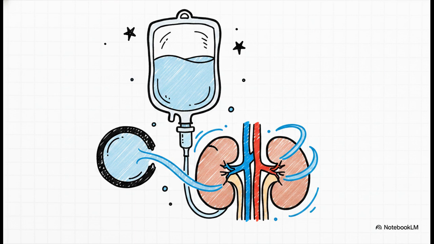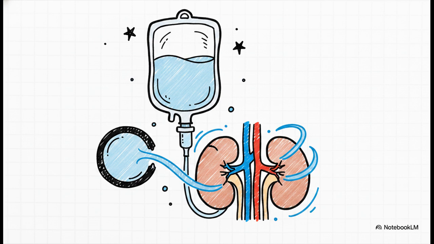Giving IV albumin, specifically 1.5 grams per kilo on day 1 and 1 gram per kilo on day 3, alongside those antibiotics, is a landmark intervention. It literally pulls fluid back into the intravascular space, supports renal perfusion, and stops that dreaded hepatorenal syndrome in its tracks.